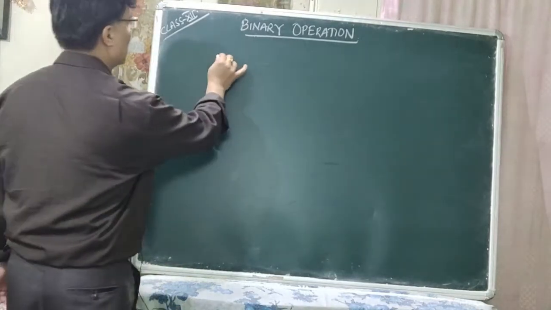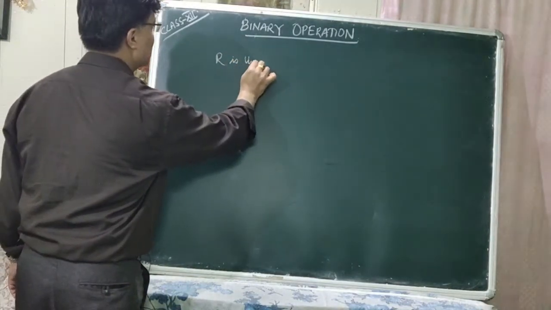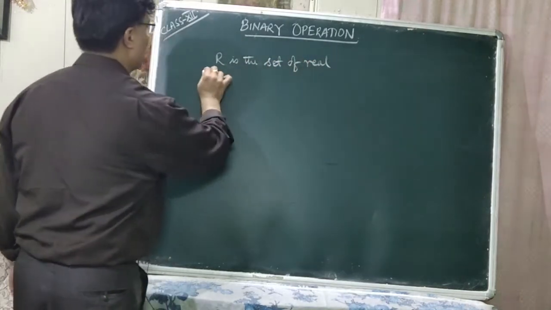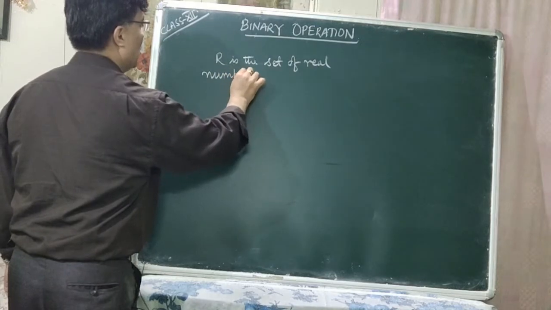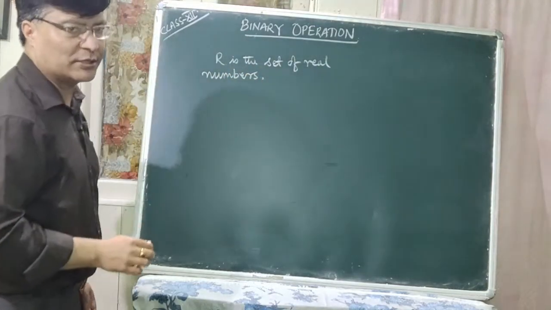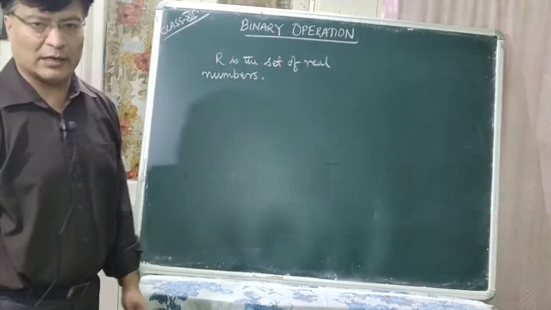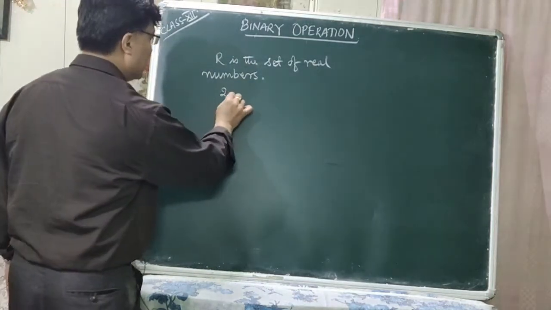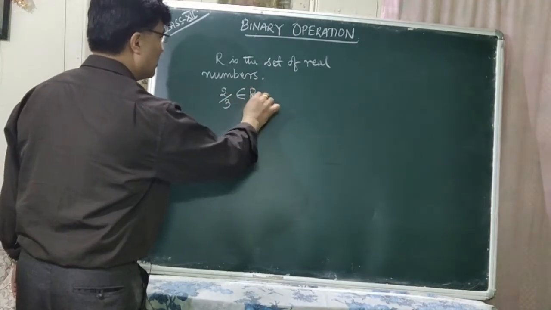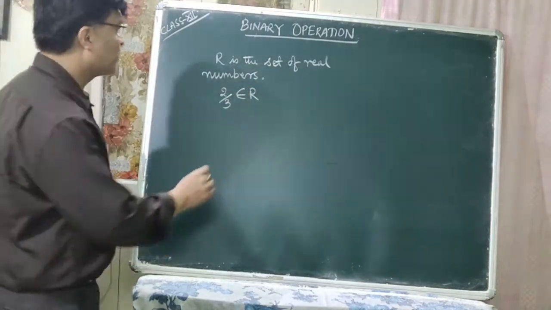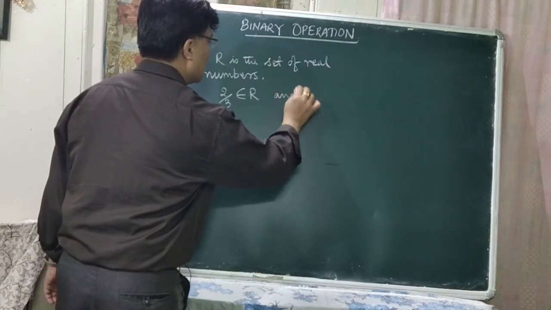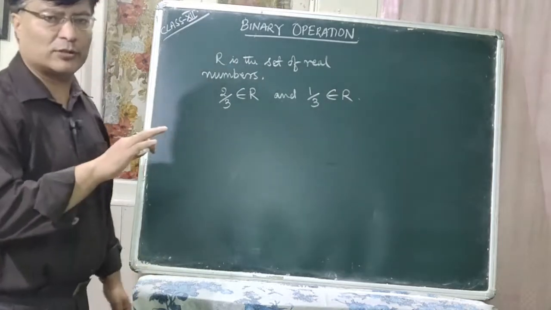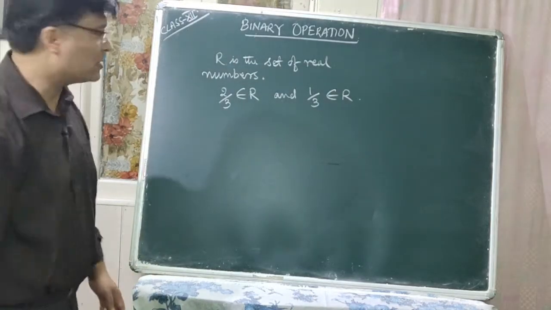Suppose again R is the set of real numbers. All those defined numbers belong to the set of real numbers. So you know that 2 by 3 belongs to the real numbers, is that clear? And 1 by 3 also belongs to the real numbers R, right?